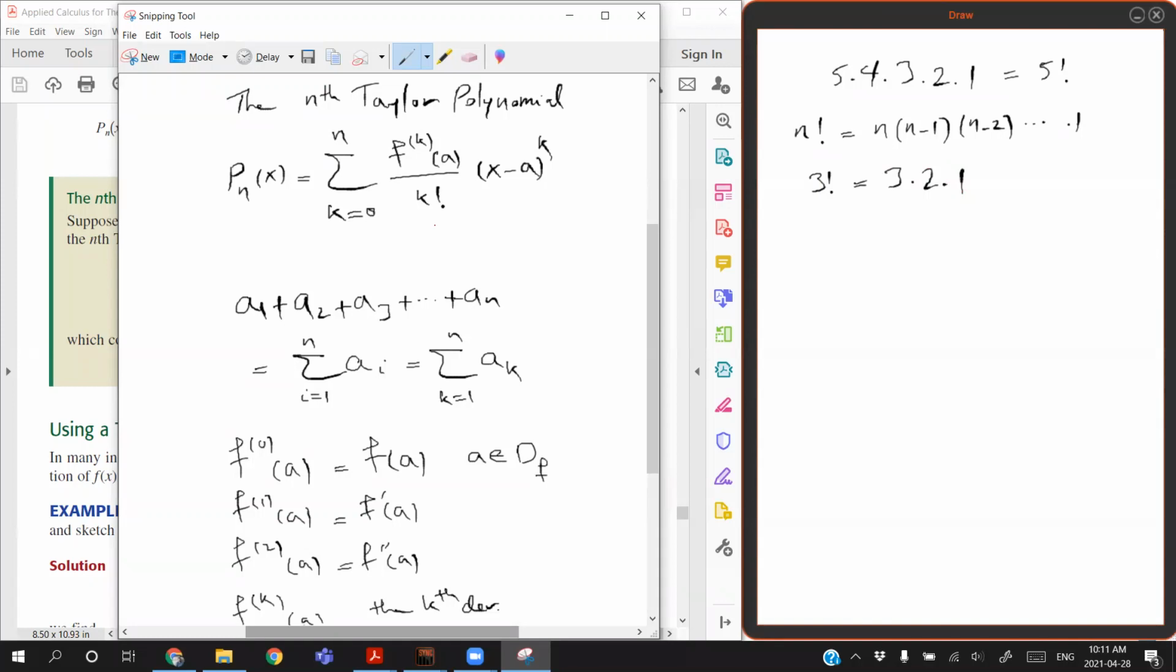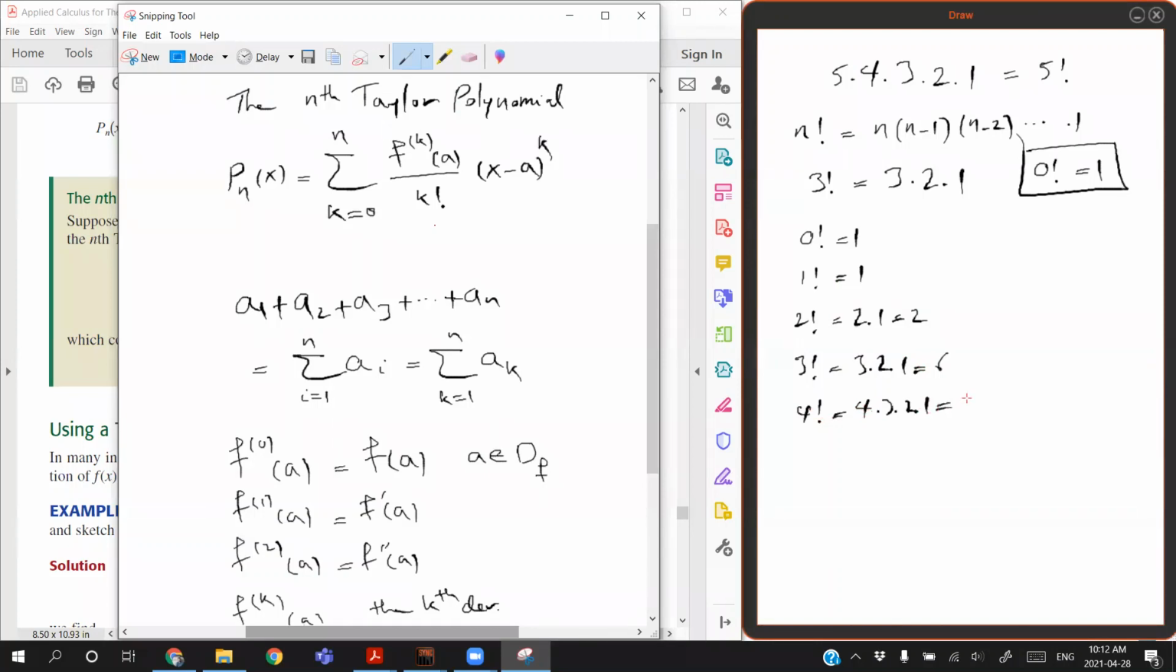There is a convention here, and the convention is that 0 factorial is equal to 1. So when you're working with factorials, 0 factorial is going to be 1. 1 factorial is just 1. 2 factorial is 2 times 1, that's 2. 3 factorial is 3 times 2 times 1, that's 6. 4 factorial is 4 times 3 times 2 times 1, that's 24, and so on.